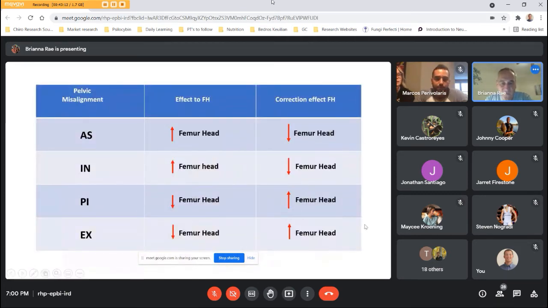And if that confused you, maybe this will help. So ASIN, what do they do to the femur head? They raise the femur head. PIEX, what do they do to the femur head? They lower the femur head. And what happens to the femur head when we correct or adjust it? If we were going to adjust an AS or IN, then it's going to lower the femur head. And if you can remember that, then that is going to help you understand what the actual deficiency will be. PIEX, once you correct it, it's going to raise the femur head.